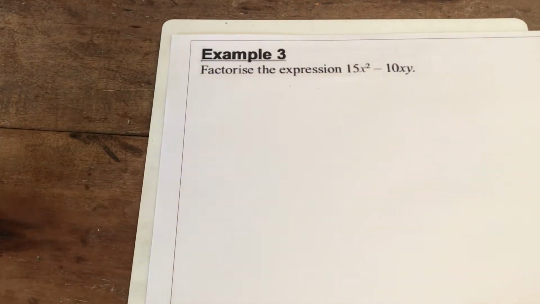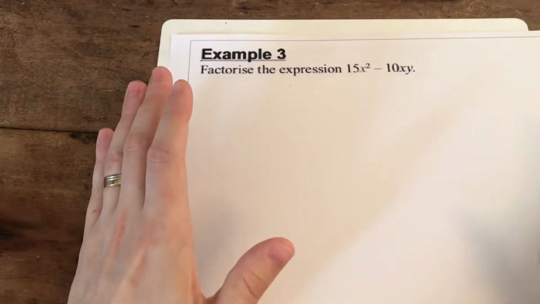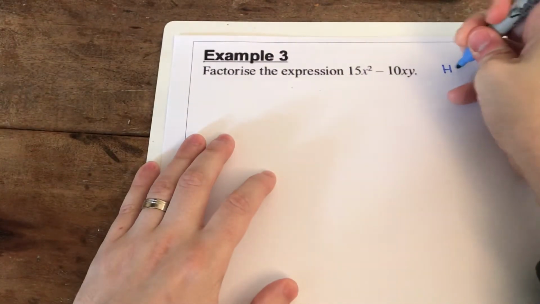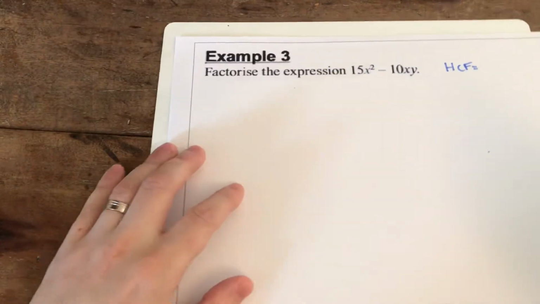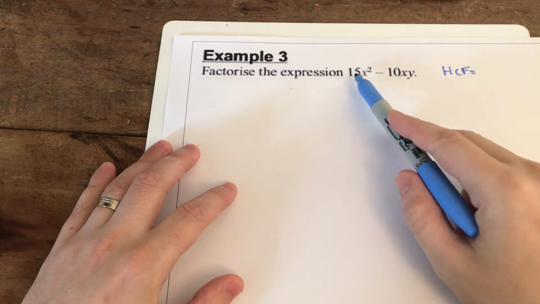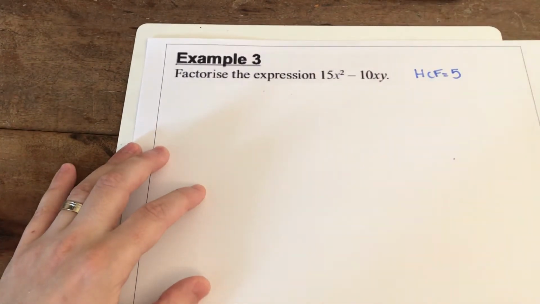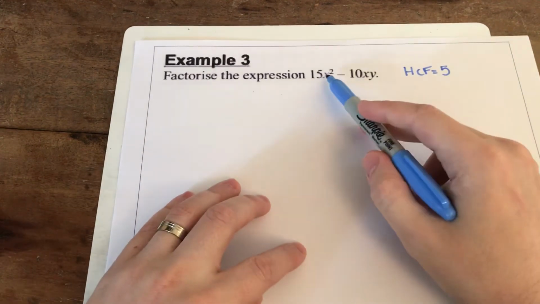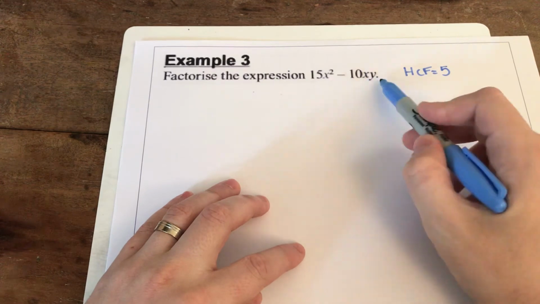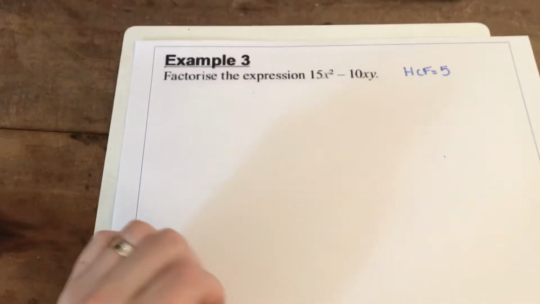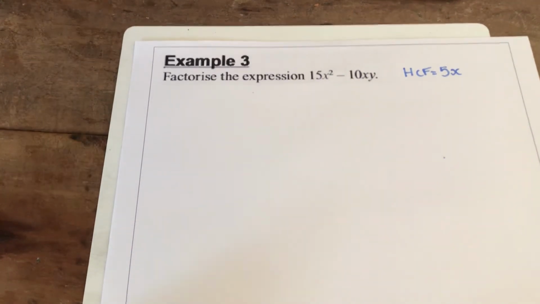For this example, again, start exactly the same. Doesn't matter if it looks slightly more complicated. We work out our highest common factor. I always start by looking at the numerical values. So I say, what goes into both 15 and 10? That would be 5. I then look at my algebraic symbols and decide what goes into both. So x squared and xy has an x in both. So my highest common factor is 5x.